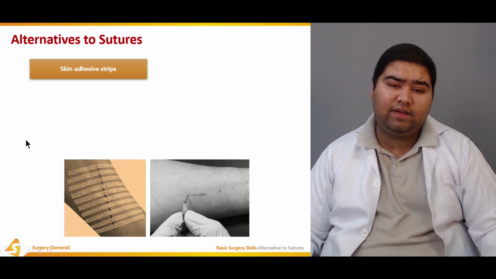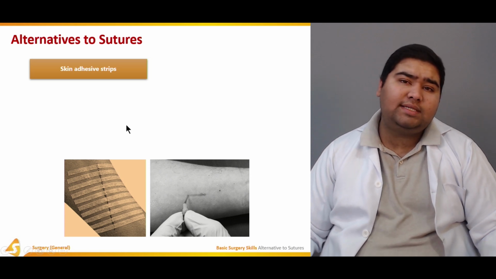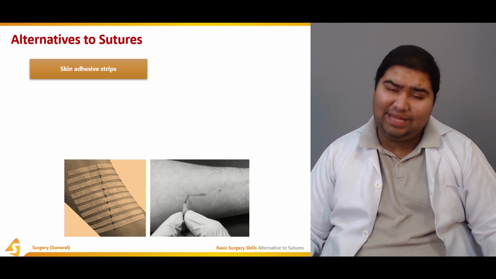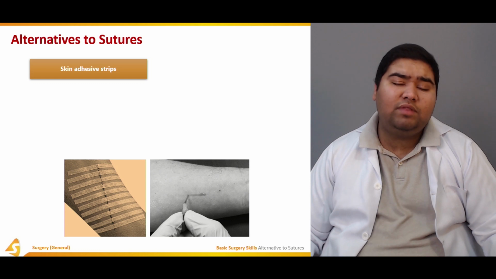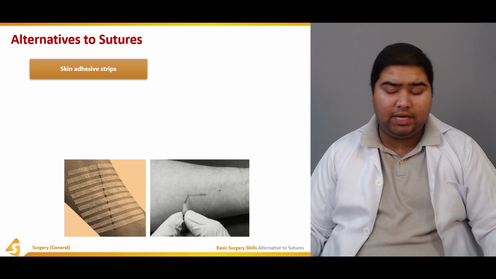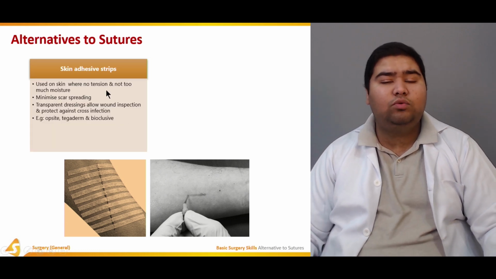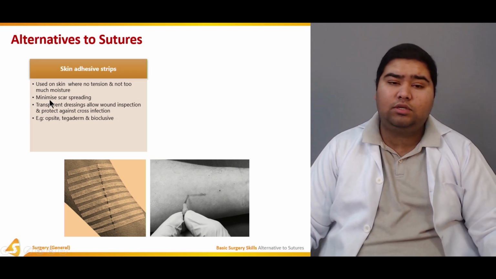Here you can see in the figure, this is the adhesive tape being applied on the skin. So it is applied when the wound is clear, small, clean. There's not a lot of moisture. With the help of these tapes, you can easily view the wound without cross-contaminating the wound itself. So it is used on skin where there is no tension. We've talked about it, and not too much moisture.